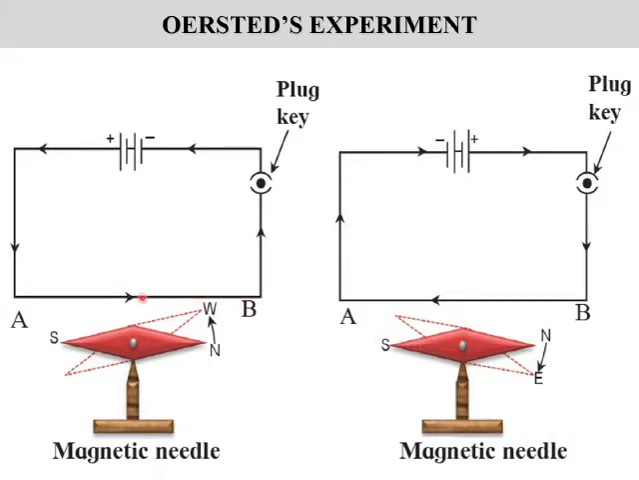So here the direction of the current was in anti-clockwise direction. So the needle got deflected in a particular direction. But when the direction of the current changed, it resulted in a change in the direction of the magnetic needle, and so it got deflected in the opposite direction. So this was Ørsted's experiment.